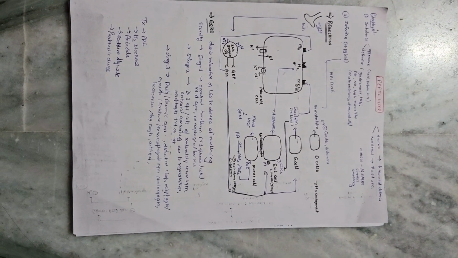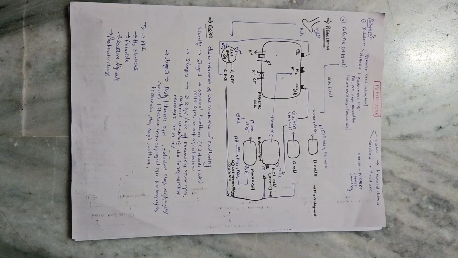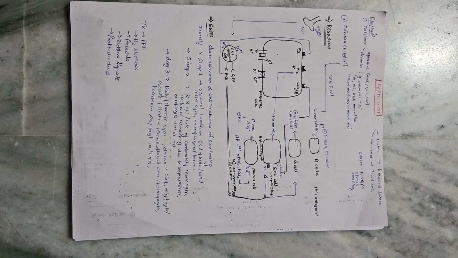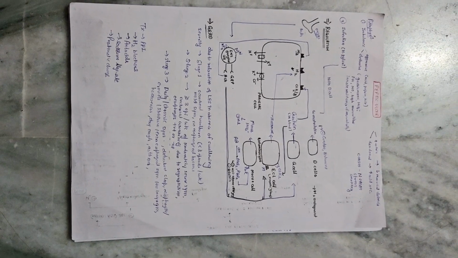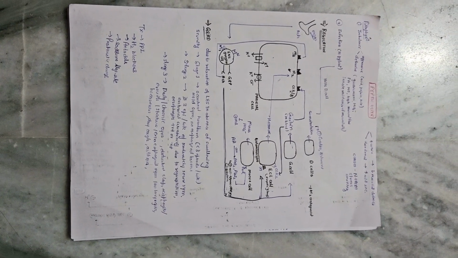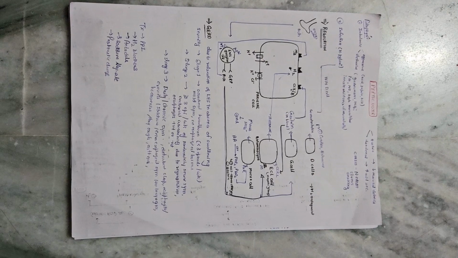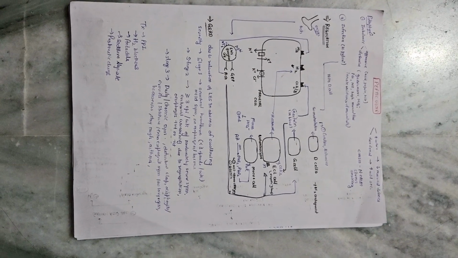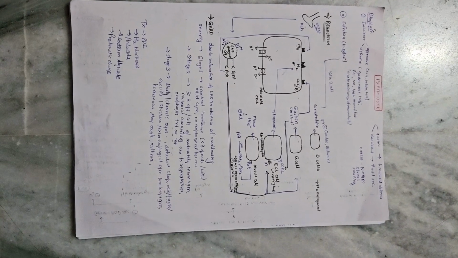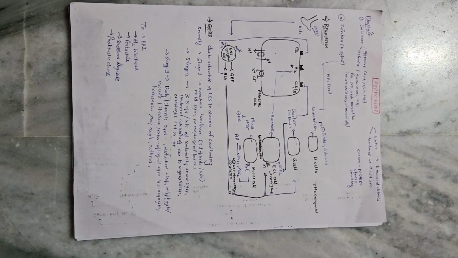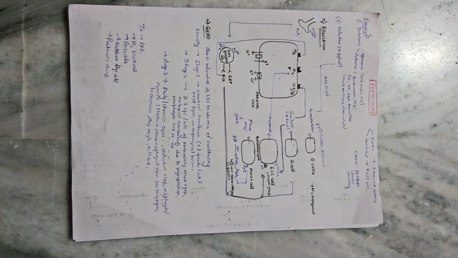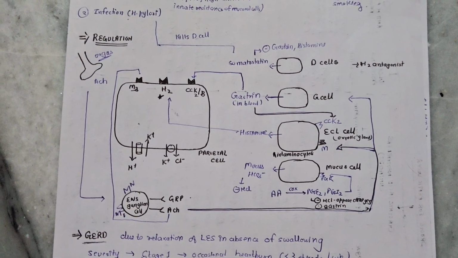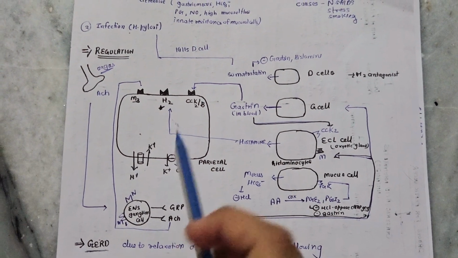Now, to treat peptic ulcer, the treatment should include reduction in acid secretion or neutralizing the acid or removing the cause. Example, Helicobacter pylori. Peptic ulcer could also be caused by NSAIDs, stress, smoking, etc. Now let's learn about regulation of gastric acid secretion.